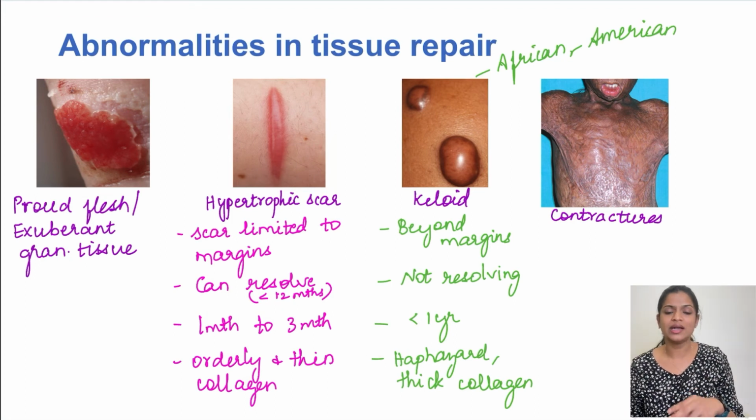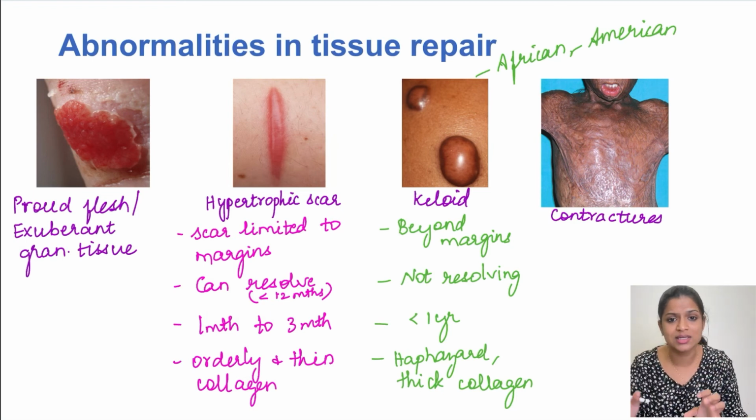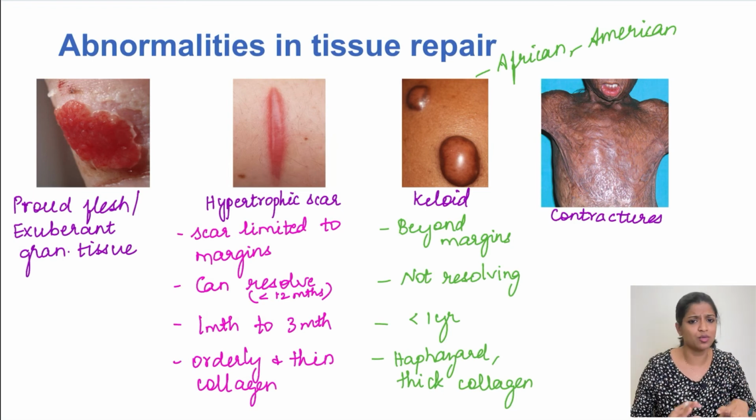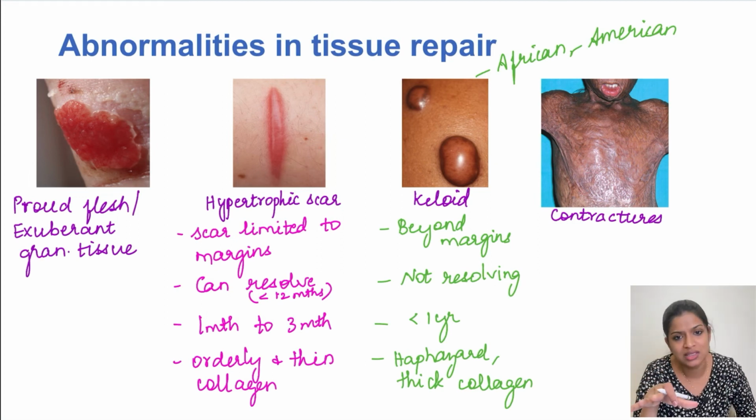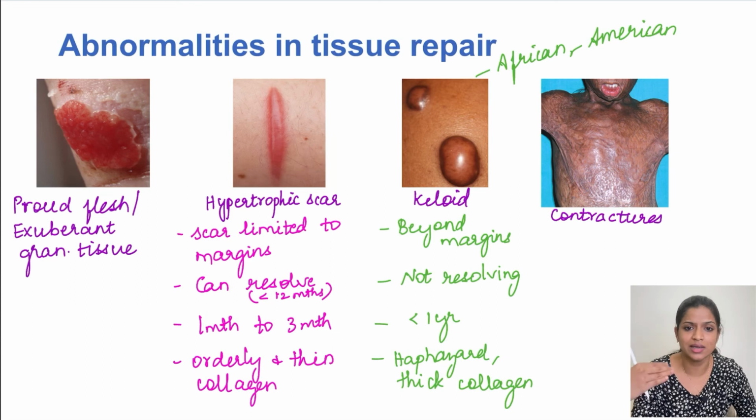The second abnormality will be a hypertrophic scar, and the exact opposite of it will be a keloid scar. We all must have seen both of these conditions. A hypertrophic scar is a scar which will develop usually within a month's time. Within a month, there will be an excessive amount of collagen or scar production, but the scar formation is still limited to the edges of the wound only. And it has a property to regress. Within a year, it will regress and go back to normalcy. So this kind of scar is called a hypertrophic scar.